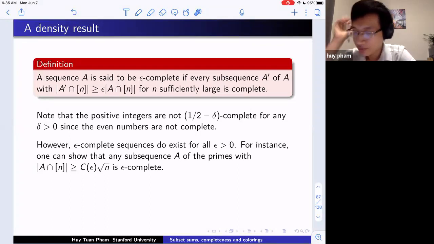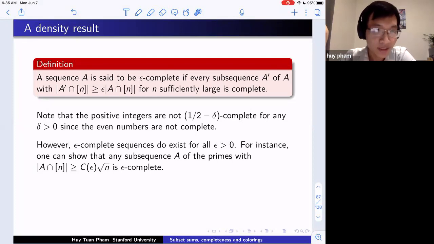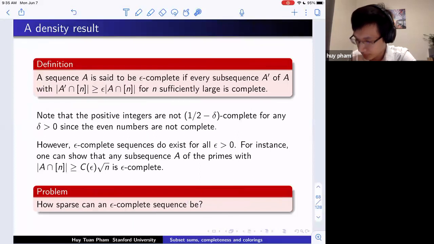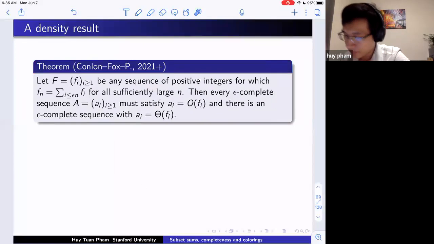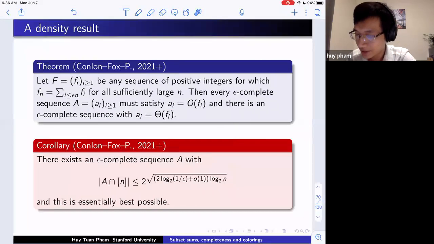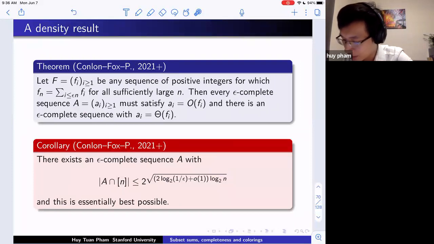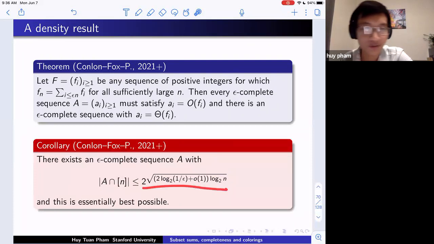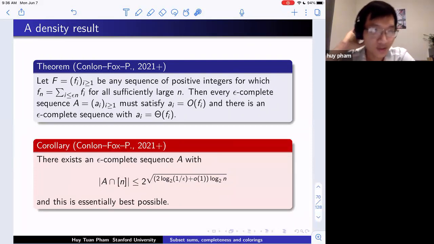And so the question for us is how sparse can an epsilon complete sequence be? And we give a complete characterization of that. So there's a naturally defined sequence of numbers Fi that characterize the growth rate of epsilon complete sequences. So any epsilon complete sequence A must be growing slower than the sequence Fi. And also there exists an epsilon complete sequence A which grows on the same order as Fi. And then we can work out how fast Fi grows, and that gives the following corollary. So any epsilon complete sequence A must have that in the first n integers, there are at most roughly 2 to the square root of log n many terms in the sequence A. And this is also essentially best possible.